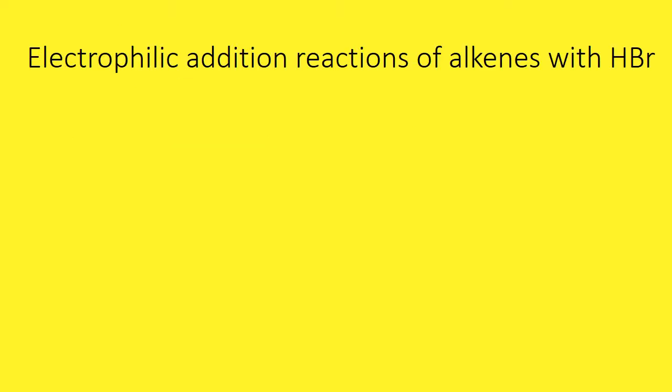So let's start with electrophilic addition reactions of alkenes with hydrogen bromide. Picking a specific reaction, let's work with ethene. Let's do the molecular formula first. Ethene, C2H4. We're going to react that with hydrogen bromide, and we're going to get the halogenoalkane bromoethane, like so. Now, if we're doing the reaction mechanism, we need to draw out the displayed formulas.